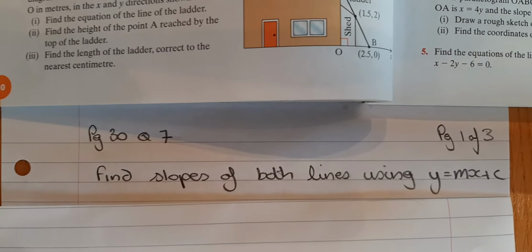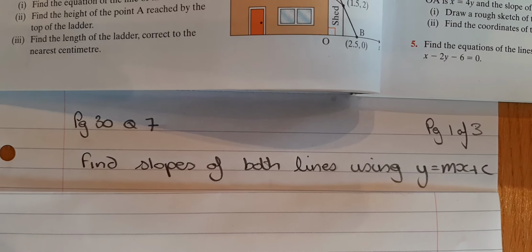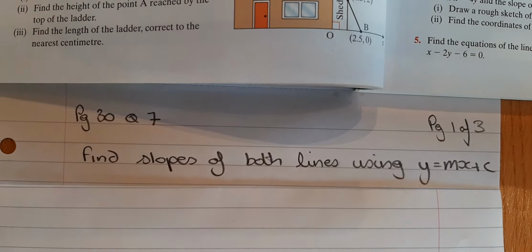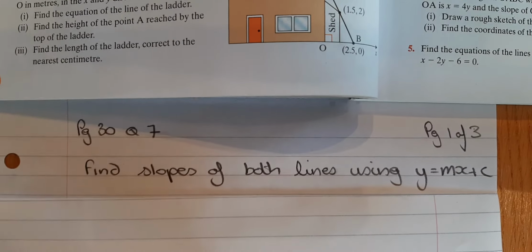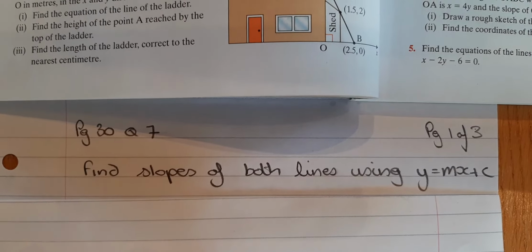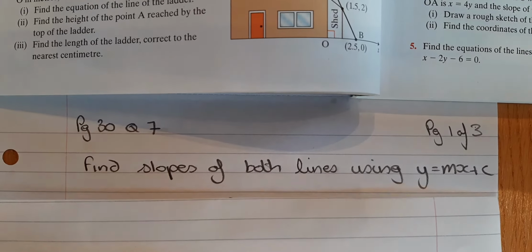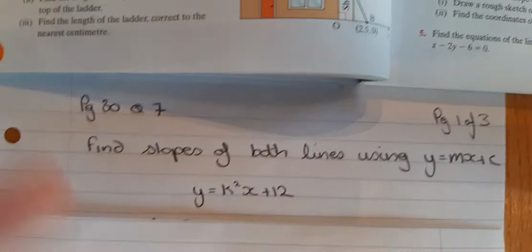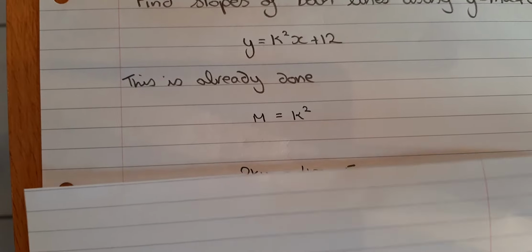So, what we need to do is find the slopes of both lines using y equals mx plus c. Because when we put the equation into this format, we know that m is equal to the slope. So with the first equation, y equals k squared x plus 12, it's in the correct format. So here m is equal to k squared.